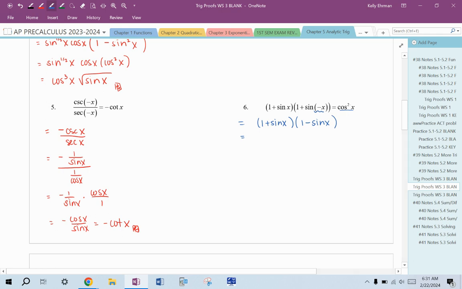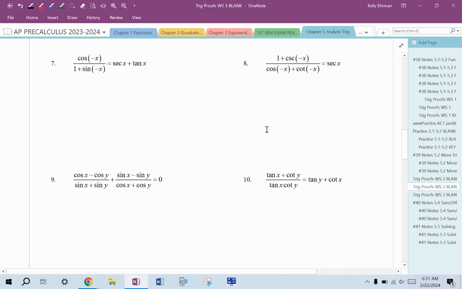If not, keep rewriting your proofs. The best thing you can do is keep rewriting your identities, so that you really have those down and memorized, and it makes this a lot easier. I'm going to FOIL these together. So when I FOIL these conjugates together, I get 1 minus sine squared x, and that equals cosine squared x.